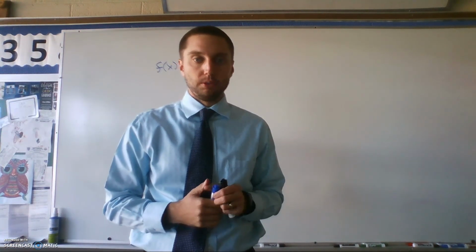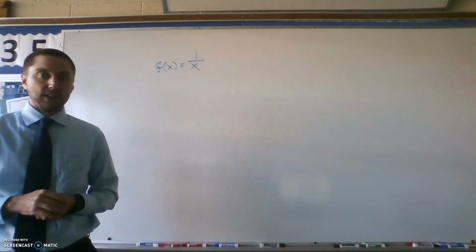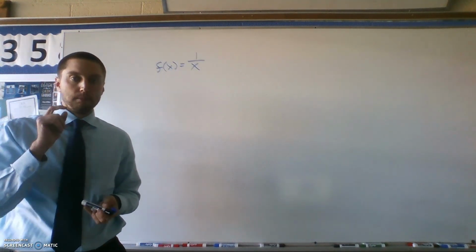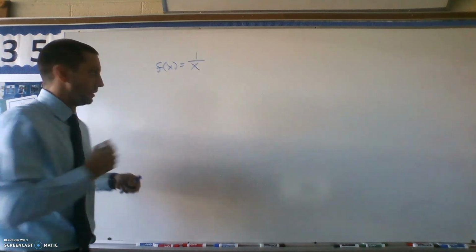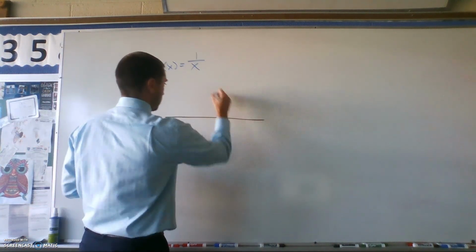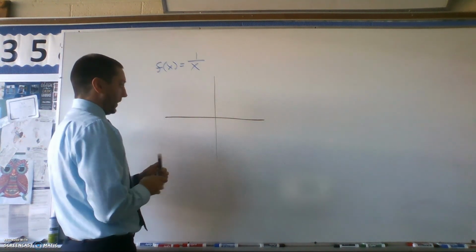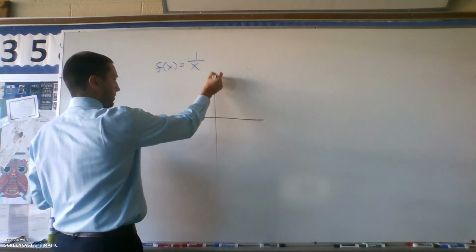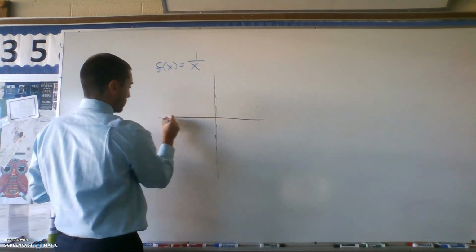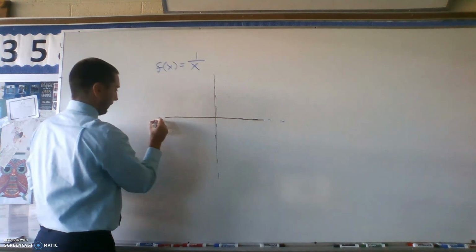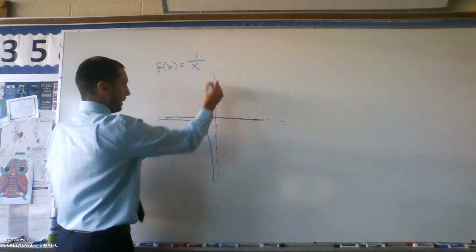Okay, last one. Ready? F of x equals 1 over x. Pause. Okay, quick. Key features. We have a vertical asymptote at 0, horizontal asymptote at 0, and then it flattens out at both of those asymptotes.